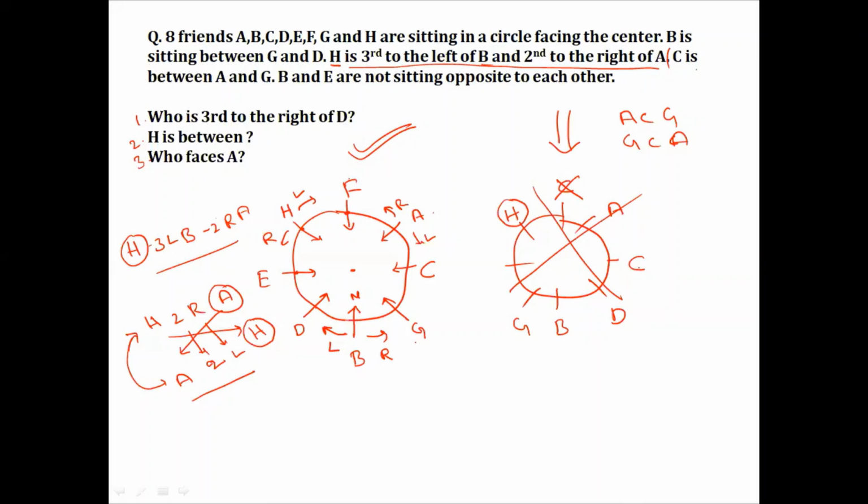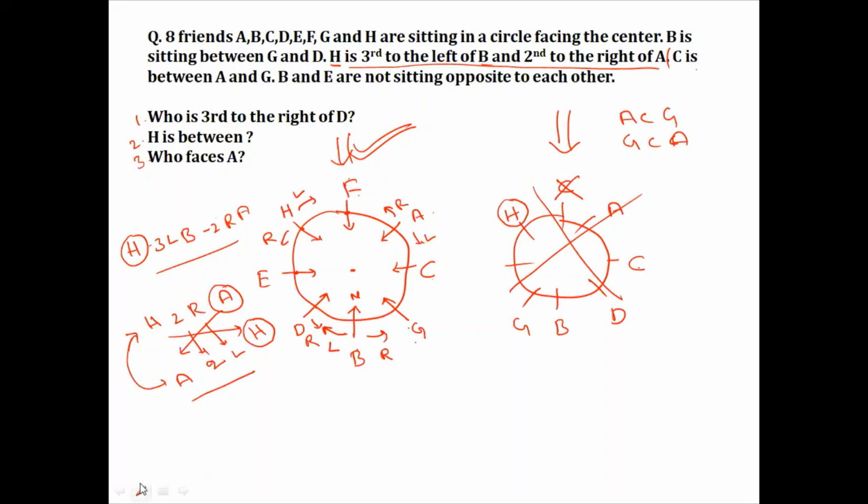So the arrangement will be, if I am starting with F, the arrangement is clockwise direction: F, A, C, G, B, D, E, H. So that's the arrangement. Now when you observe the first question, who is third to the right of D? D is facing center. This is the right side of D. First right is B, second right is G, third right is C.